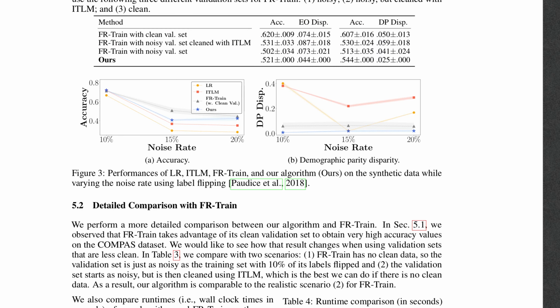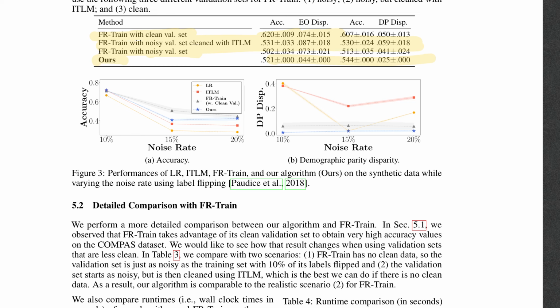They also add more detailed comparisons with FR-Train under the assumption that it considers a clean validation set. Let's say we don't have access to a clean validation set, and it could be a noisy validation set. So the items are a noisy validation set, a noisy validation set that was cleaned with ITLM, and a clean validation set. In the case of the clean validation set, the accuracy is significantly better and the disparity is high. Now, their own method is actually comparable with FR-Train, which is the state-of-the-art, under reasonable assumptions such as that a held-out validation set with clean labels is not at hand.